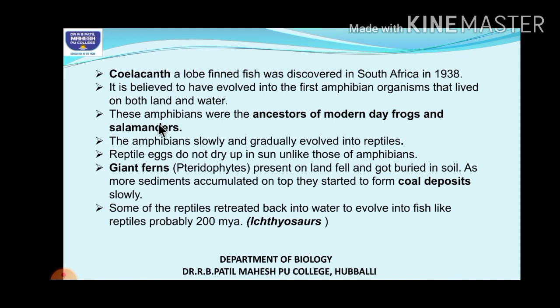Then this point here, the amphibians. First it was the aquatic forms; fishes evolved into amphibians. Amphibians were the ancestors of the modern day frogs and salamanders. Then from amphibians gradually the reptiles evolved. Then reptiles evolved into the birds. I had given you the example of Archaeopteryx, right? Then slowly, at the end, the mammals came into existence.